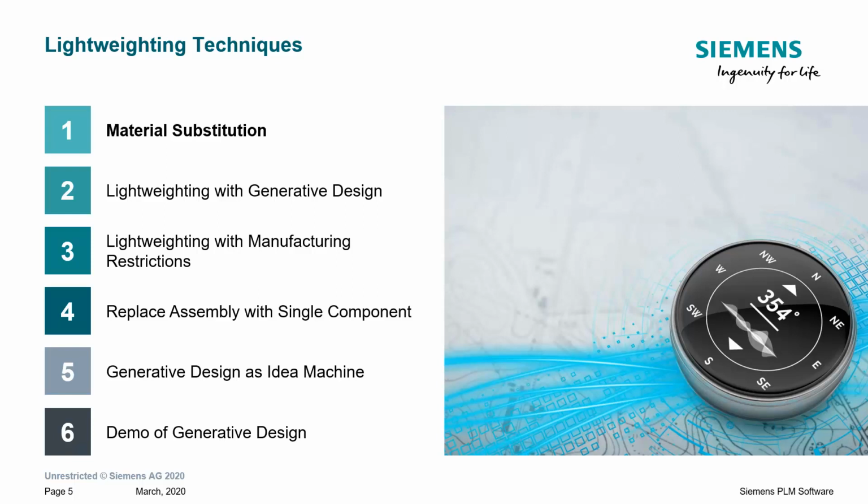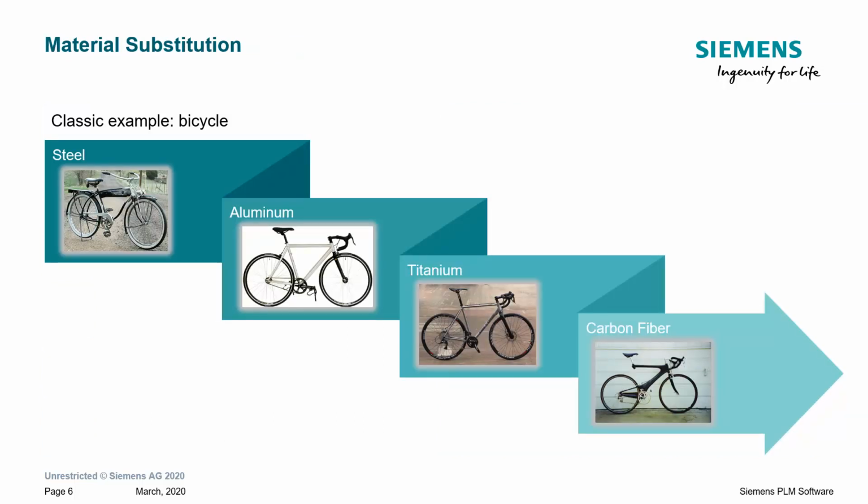Let's talk about material substitution. The bicycle is a classic example of material substitution. When bicycles were first designed and used, they were made of steel. However, as time and material technology got better, we switched to aluminum, and then titanium, and now many modern racing bikes are made from carbon fiber. In each iteration, the bicycle became lighter and just as strong as the previous design. That results in less energy expended by the rider so that he can maintain the same speed or even go faster.